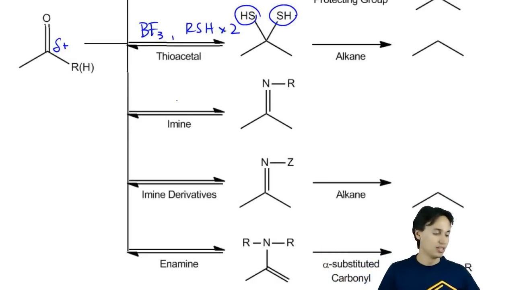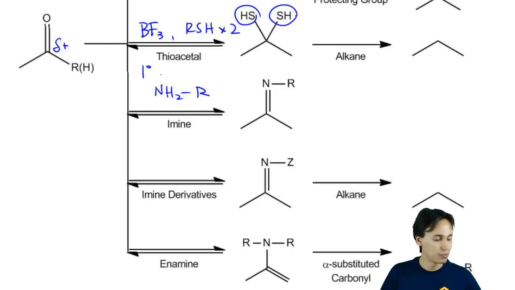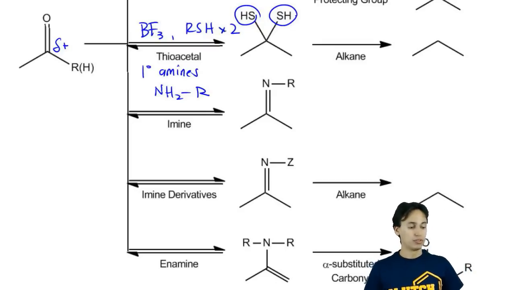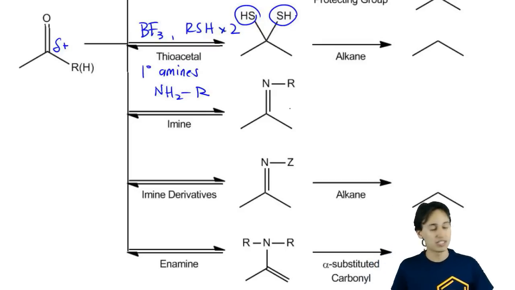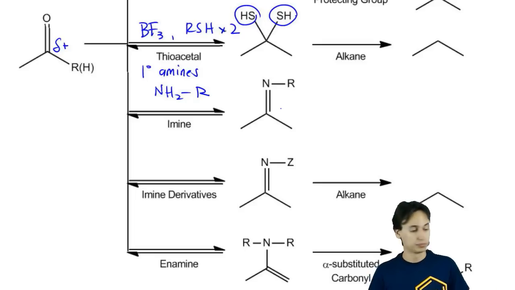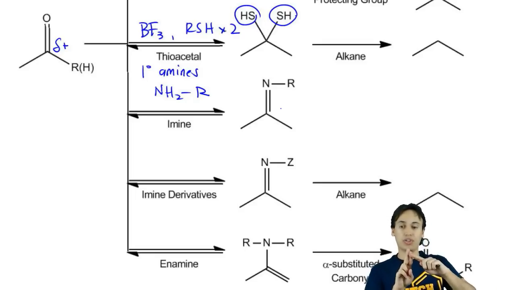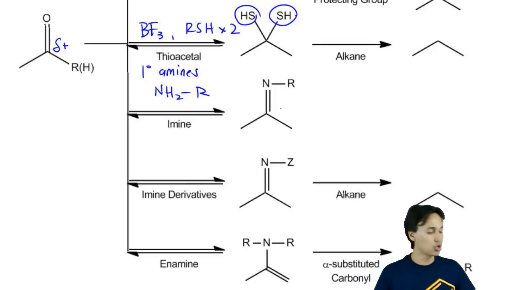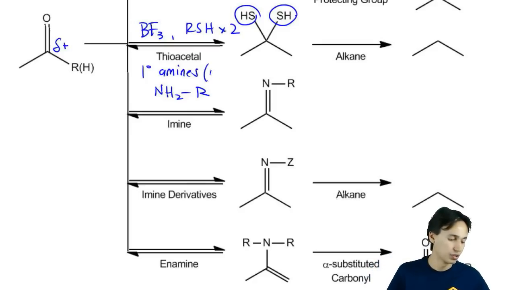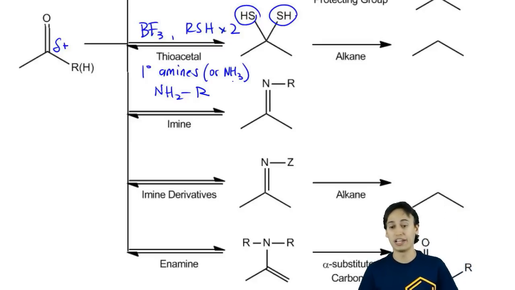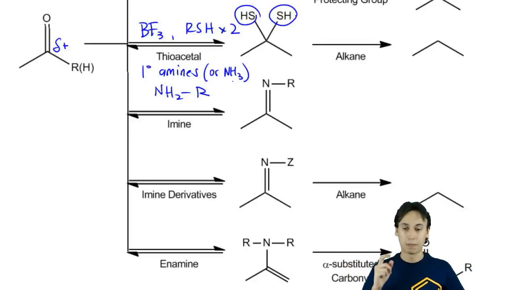So, what happens if you react amines with carbonyls? Well, it turns out that primary amines, so if I have NH2R, primary amines, will give you an imine product, okay? So this functional group is called an imine. It's a double bond N with an R group at the top. Now this also works for ammonia or NH3. Primary amines or NH3 is going to give you an imine.